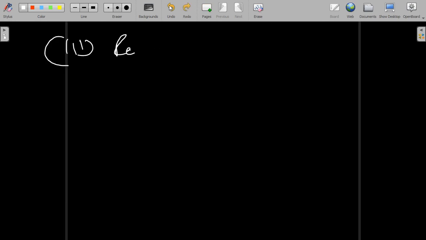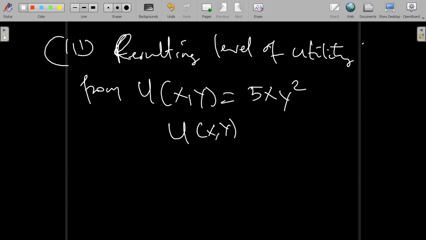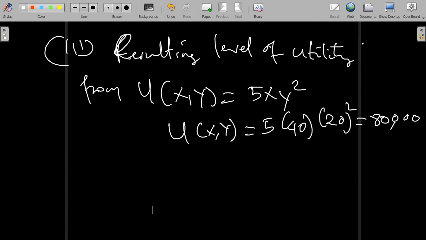Now let's go to part 3, that is to find the resulting level of utility. We take the utility function, u(x,y) is equal to 5xy raised to the power of 2. Then in the utility function, we plug in the values of x, that is 40, and y, that is 20, and that will give you 8,000.